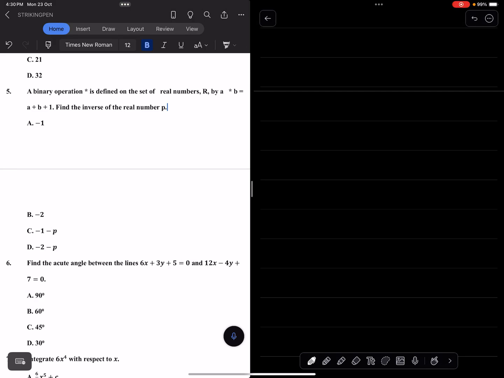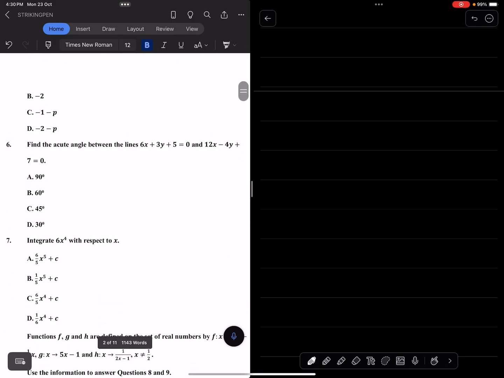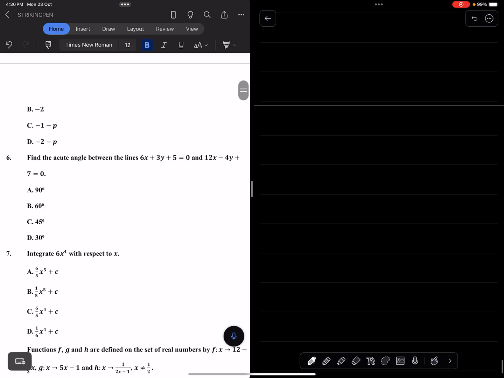Now let's continue with the 2013 GCE questions, and the next one is number 6. Find the acute angle between the lines 6x plus 3y plus 5 equals 0 and the line 12x minus 4y plus 7 equals 0.